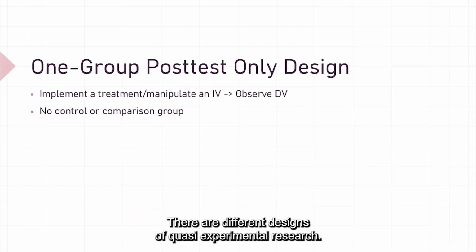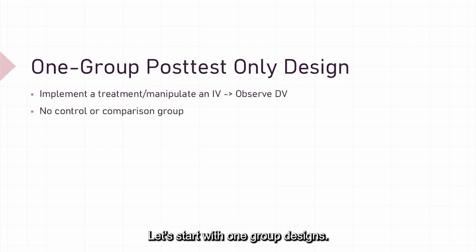There are different designs of quasi-experimental research. Let's start with one-group designs. There are three types of one-group design. First type, post-test only. It is when a treatment was implemented or independent variable was manipulated, and after that, the dependent variable was measured. This is the weakest type of one-group designs.